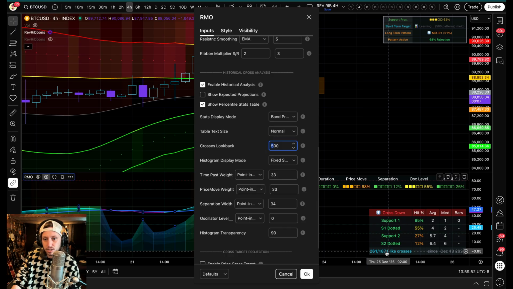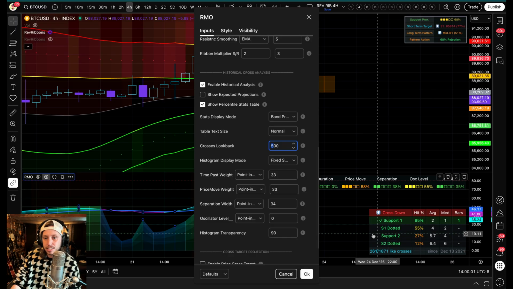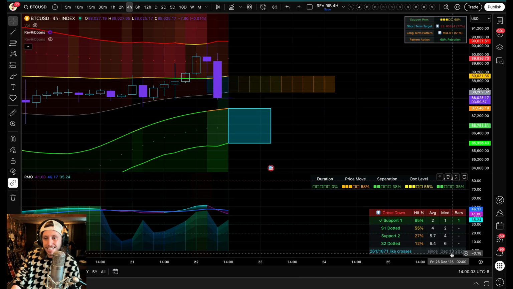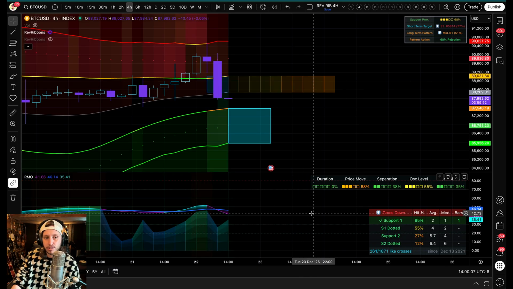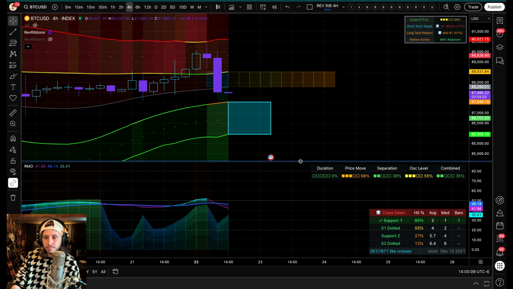So actually, it's interesting. I probably need to update this. Looks like the table right here is wrong because it says it's looking at 1,800 crosses. I'll fix that later. But you can see that the first move it's looking at is December 13th of 2021 to get this data. Now, if you want to get more data, you turn the crosses up.